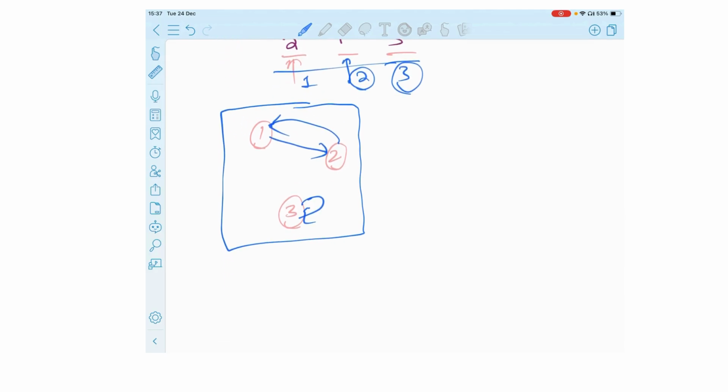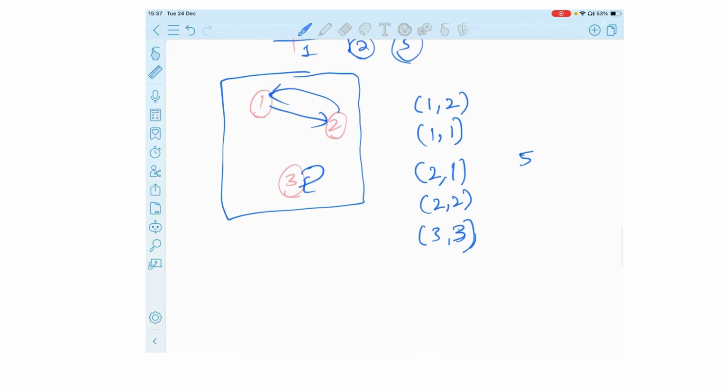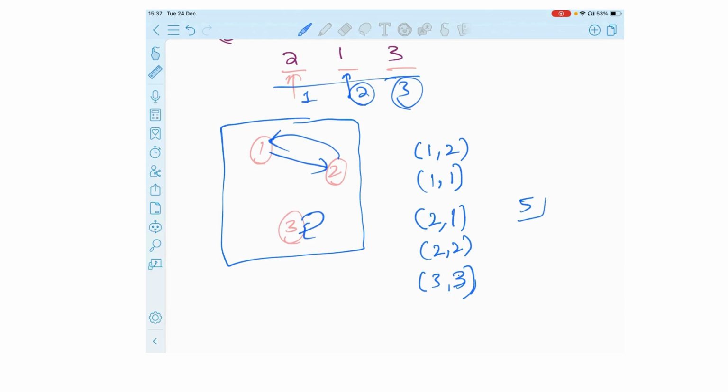Now, if we count the number of ordered pairs, if we start from 1, we can reach 2 and we can reach 1 again. And if we start from 2, we can reach 1 and we can reach 2 again. But if we start from 3, we can only reach 3. So currently there are 5 ordered pairs. Now let me just modify the graph so that this number would increase.